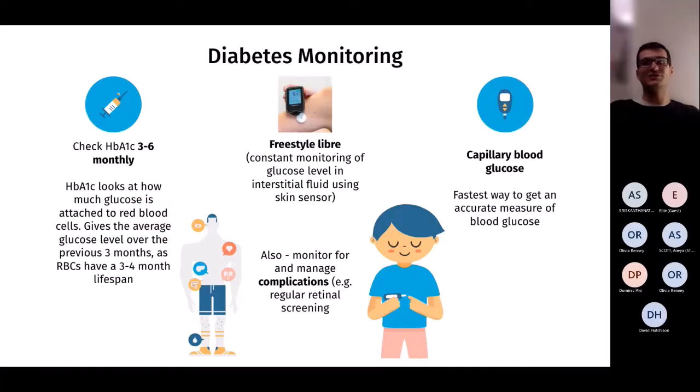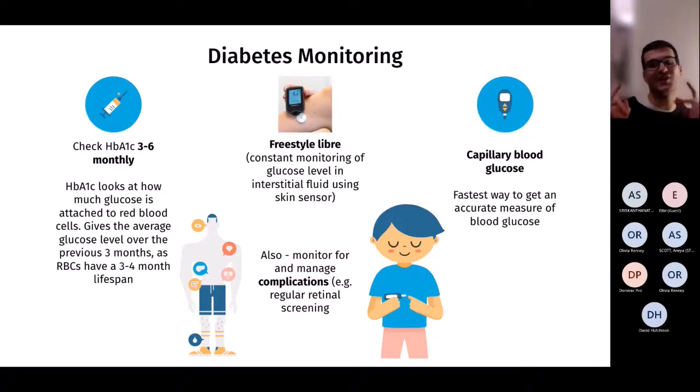So in terms of monitoring of diabetes, we've spoken about HbA1c. You can also measure your capillary blood glucose. People with type 1 diabetes in particular will need to measure that regularly so that they can adjust their insulin doses accordingly throughout the day, because they need to self-administer insulin. We'll talk about that a bit later. Or you can also get this thing that people with type 1 diabetes have called Freestyle Libre, which is pretty cool. It measures the glucose levels in your interstitial fluid using a skin sensor, and it means you've got constant monitoring of your blood glucose levels.